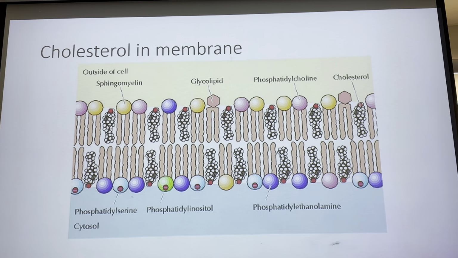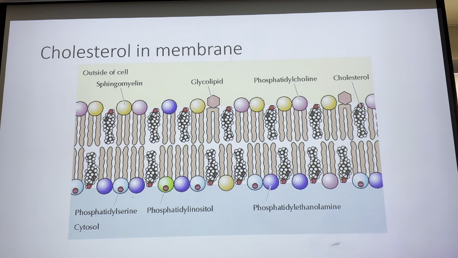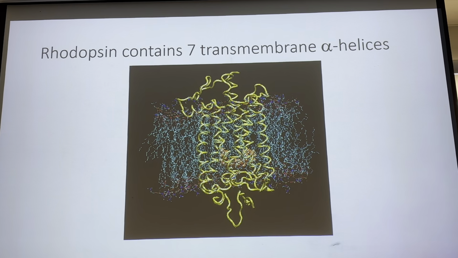Here, I showed you this before. This is cholesterol within the membrane, and it basically helps aid the fluidity. It makes it more stiff or less fluid. Okay, well, then we're going to get into membrane proteins.